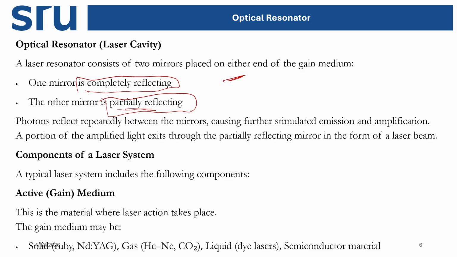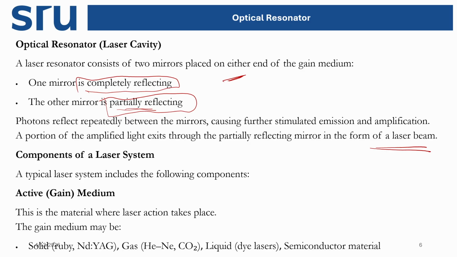So we want two things. One is that the amplification should be higher, and we also want some amount of photons to pass through the mirror to get the laser beam. That's why we are using a fully reflecting mirror and a partially reflecting mirror.